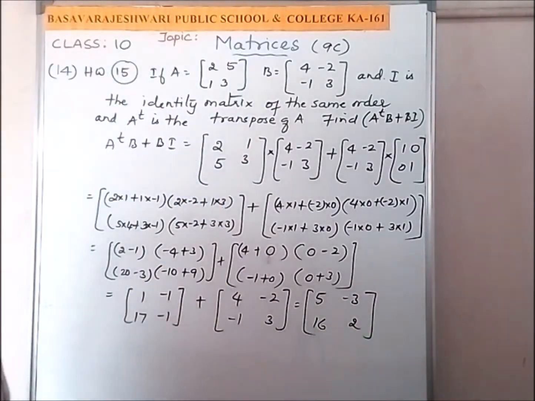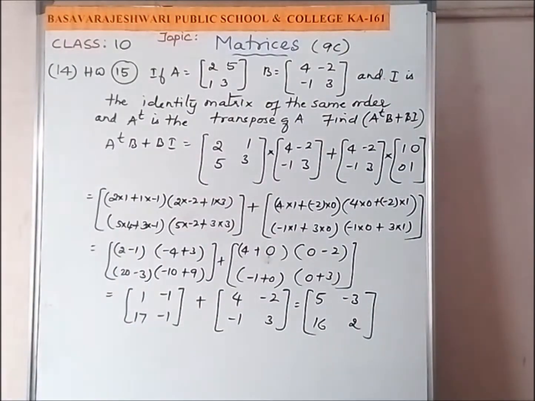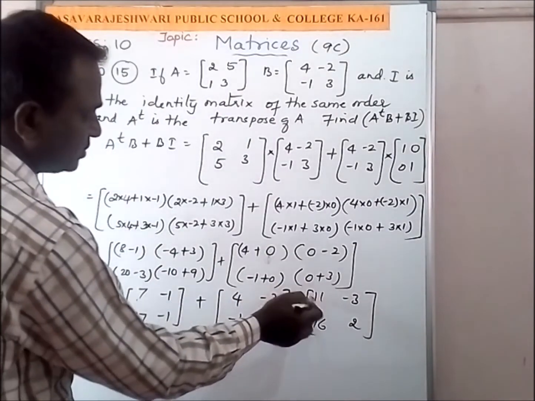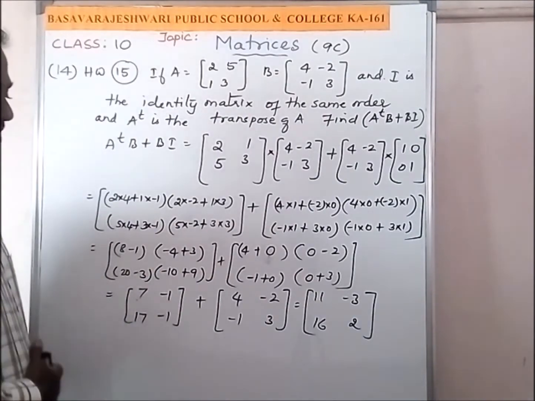So this is the answer. So here 2 into 4, 8, 8 minus 1, 7, 7 plus 4, 11. Make some changes here, it is 11, not the previous number, so note on this.